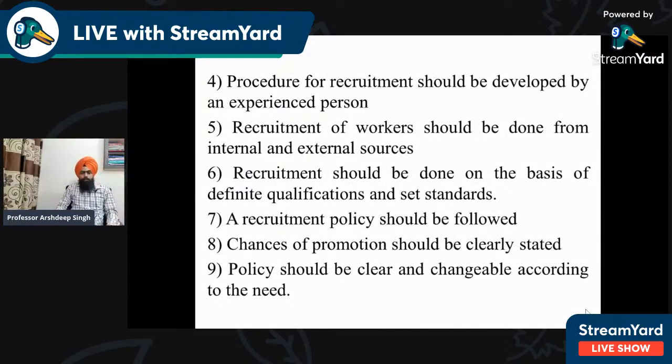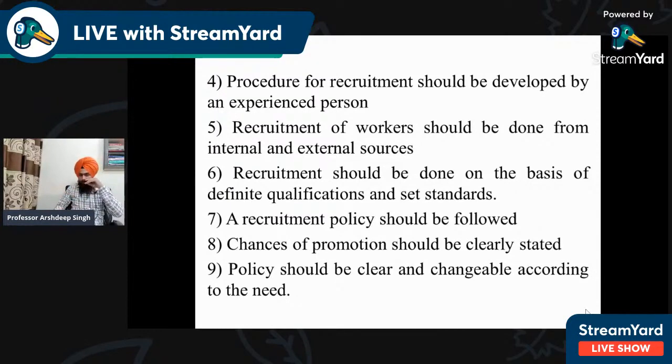Okay, next, the procedure for recruitment should be developed by an experienced person. It is not a process that can be implemented by a fresher. An experienced person knows each and everything, what the basic requirements are, what the funds should be, or the salaries that should be given to the person whom we are going to appoint. Okay, so it should be done by an experienced person rather than a less experienced person.